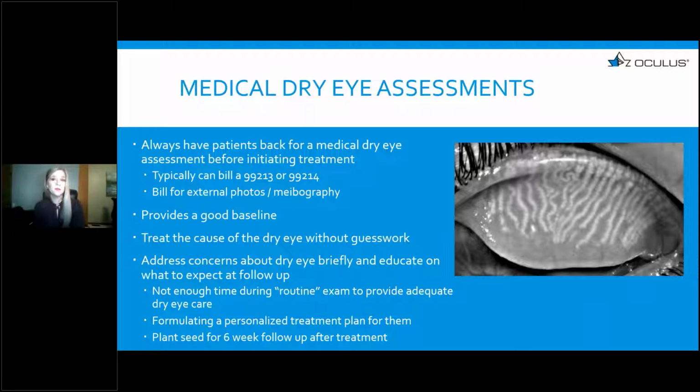Usually you can bill anywhere between a level 3 and a level 4 visit. You can also bill for external photos or mammography, whether that goes through their insurance or if it's private pay, that's an option.